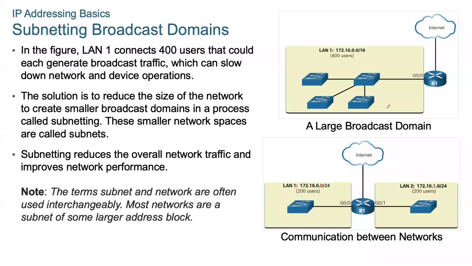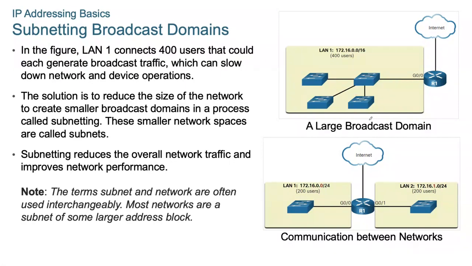So if there is a large broadcast domain, suppose in this network many devices are there, and there is one LAN that connects, suppose, 400 users that could each generate broadcast traffic, which can slow down the network and device operations, because all the links are occupied with transferring many packets. So it becomes network congestion. That will reduce the network performance. It will slow down.